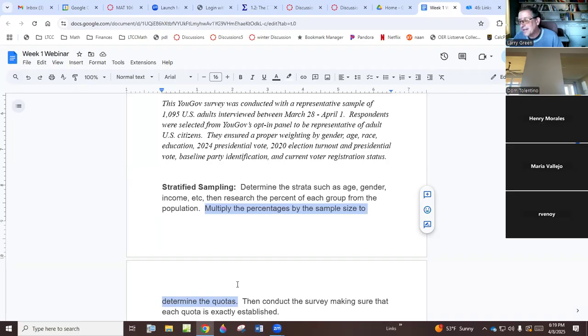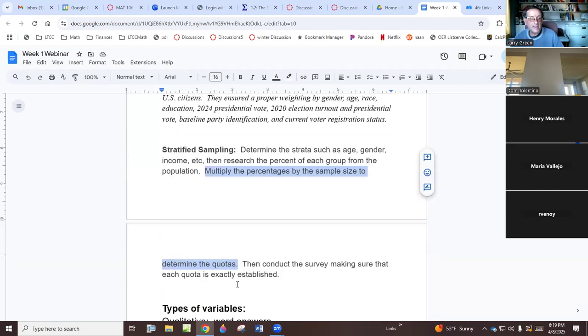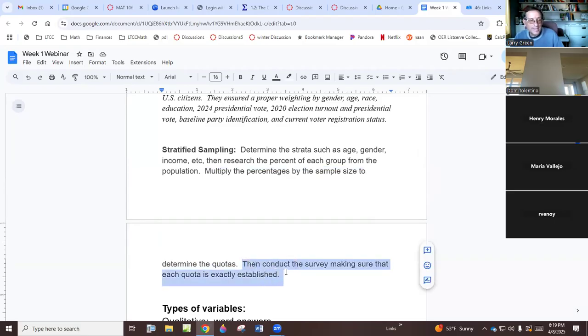And same idea for each of the races that you are considering. Any questions on that? Then the last step, step four, is you conduct the survey, making sure that each quota is exactly established, which is what I just said. And what that does is it means that you have no bias based on that strata. So if it was race, you have no racial bias in your survey. You may have other biases, but at least you got rid of that bias as a potential.